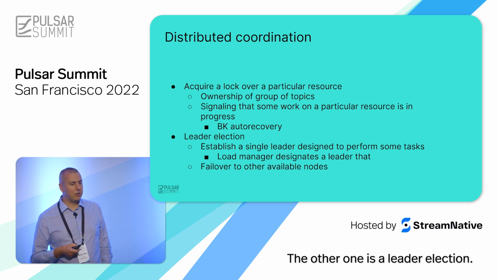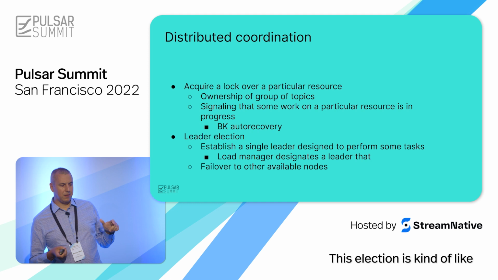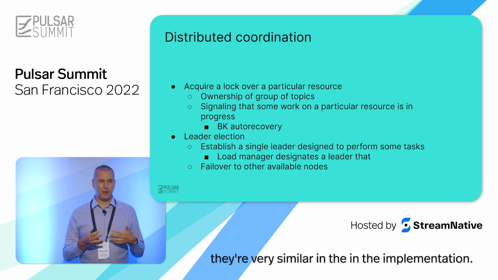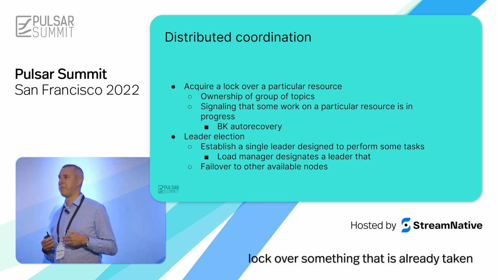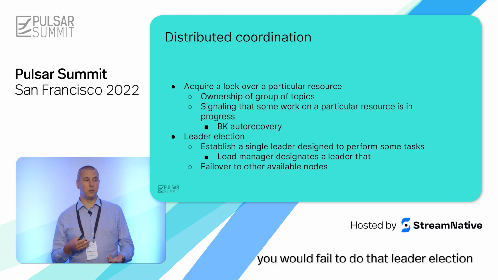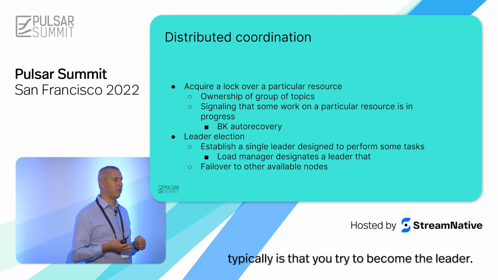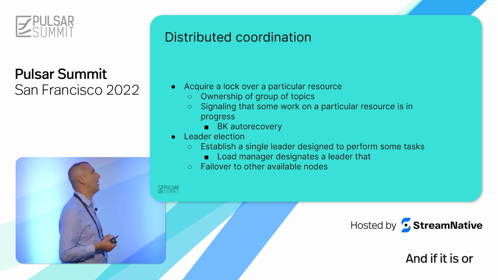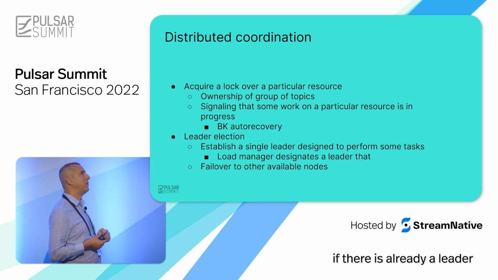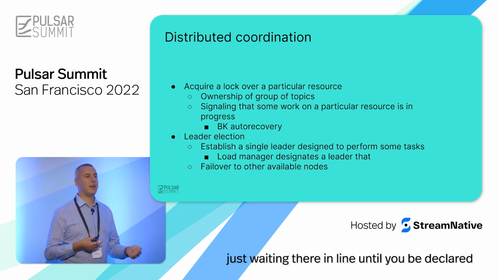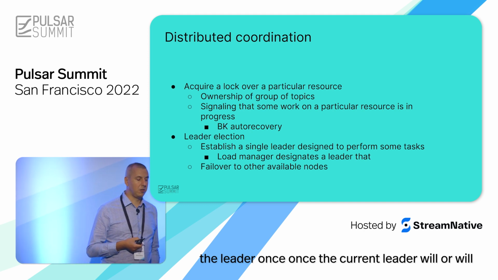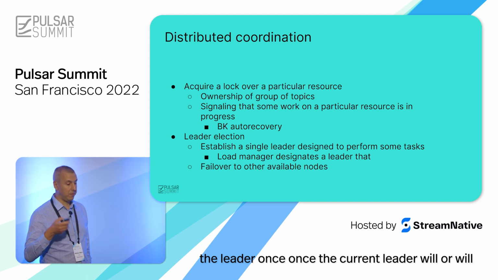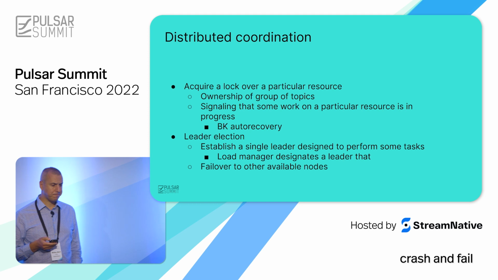The other one is leader election. They're very similar in the implementation. Typically, the difference is that if you try to acquire a lock over something that is already taken, you will fail to do that. Leader election typically is that you try to become the leader, and if there is already a leader, just wait there in line until you are declared the leader, once the current leader will crash and fail.